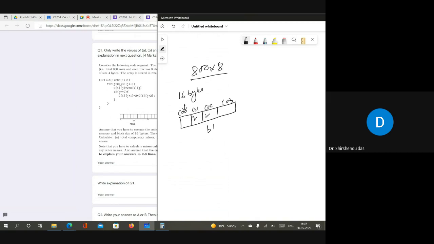In this line, how many compulsory misses will there be? We have to calculate how many elements are there. 80 into 80 means 6400 elements are there in the array C. If there are 6400 elements and one block has four elements, then there are 1600 blocks. Every block you have to fetch into the cache, so the compulsory misses will be 1600. So the answer of A here: total compulsory misses is 1600.